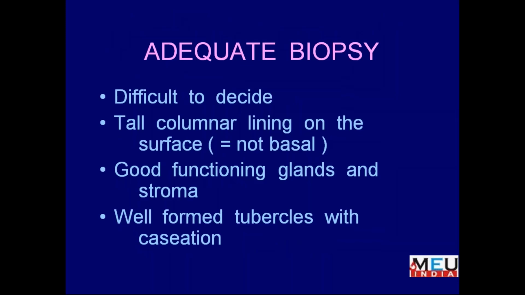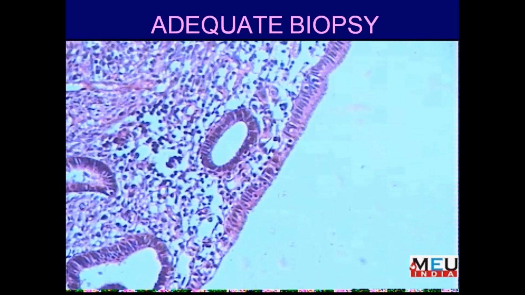This question is difficult to answer. Especially in private practice, we have to accept all samples. However, there are some basic rules. If the tall columnar lining on the surface can be seen in the biopsy, it can be taken as adequate. It must contain some good functioning glands and stroma, and if we are thinking of tuberculosis, then some well-formed tubercles with caseation should be there, depending upon the history. See, this is a slide in which the lining can be seen. There are some adequate glands, and some stroma can also be seen.